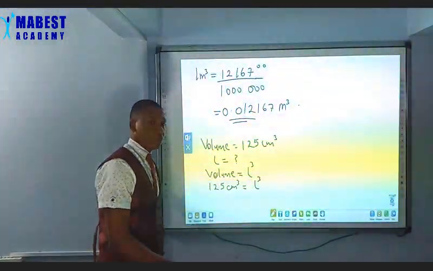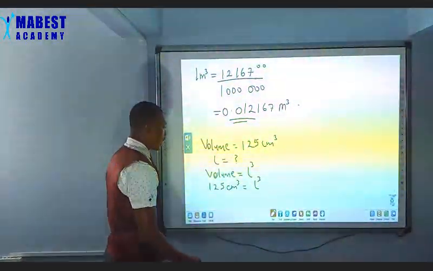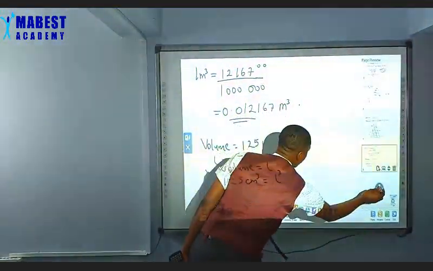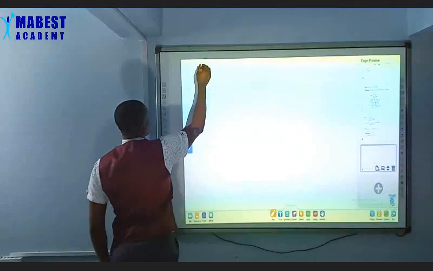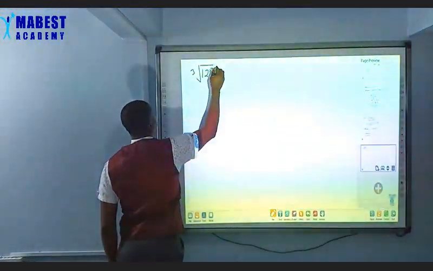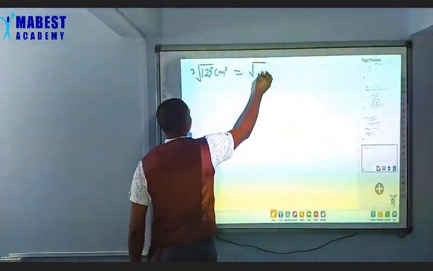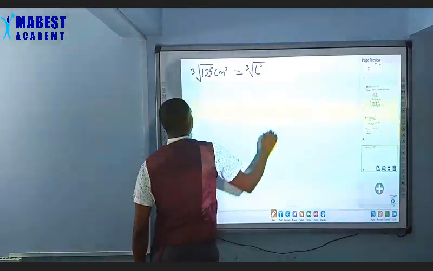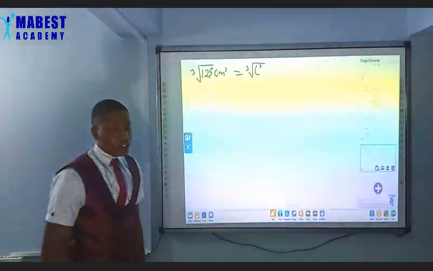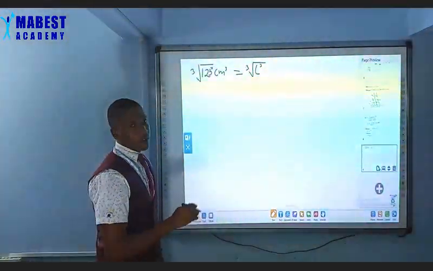Omefe, what will be the next thing to do here? We have to look for the value of L. And how do we achieve that? We take the cube root of both sides. So it means the cube root of 125 centimeter cube is equal to the cube root of L cube. Now, what will be the cube root of 125? It simply means what is that number that multiplies itself 3 times that will give you 125.